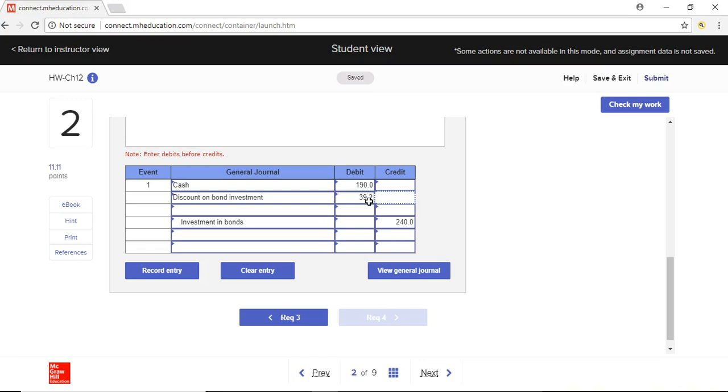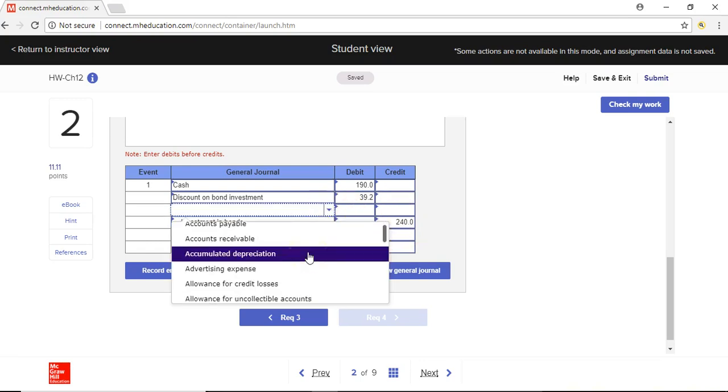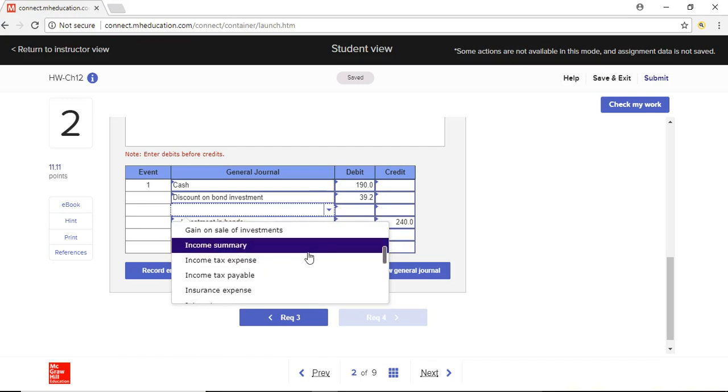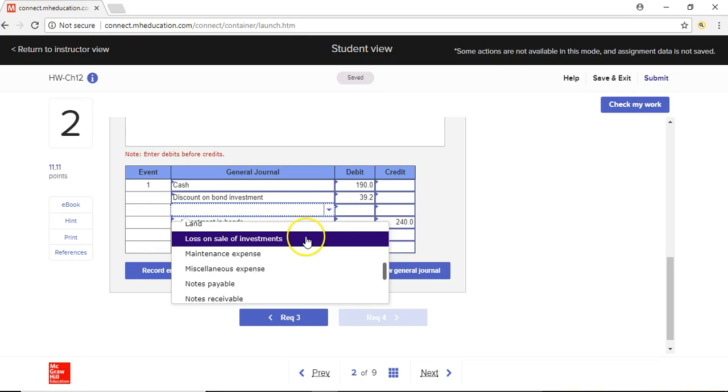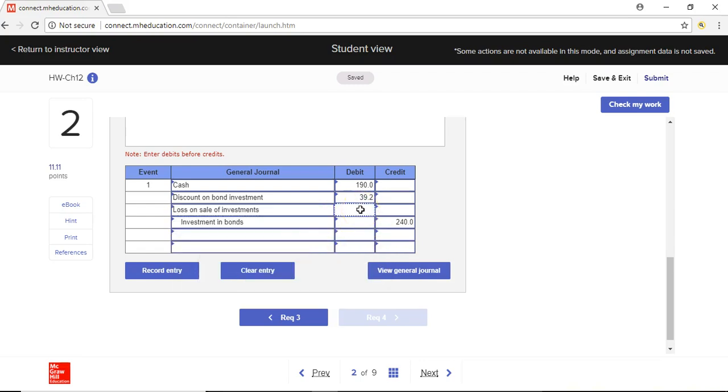And then the last step is to balance the entry with either the gain or loss. On the debit side right now, we have $229.2 million. On the credit side, we have $240 million. So we need to balance the entry with a debit. When it's a debit, it's called a loss. Loss on sale of investments. To balance the entry, I need $10.8 million.